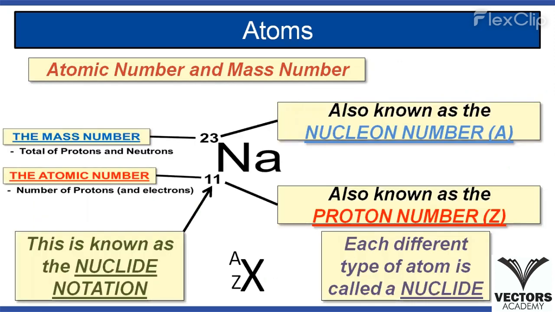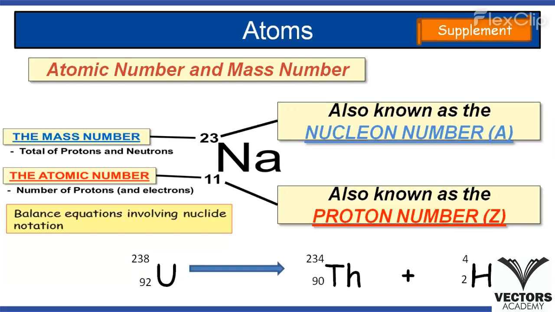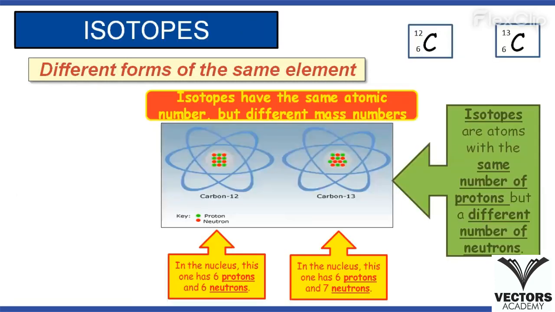How do we denote this? For example, if we have a sodium atom over here, 23 is the atomic mass number, which is also called the nucleon number, denoted by A, whereas 11 is the atomic number, which is also called the proton number. Now, over here in this equation, uranium 238 92 forms thorium 234 90 plus helium 4 2. This is a balanced equation given in the form of mass number and atomic number.